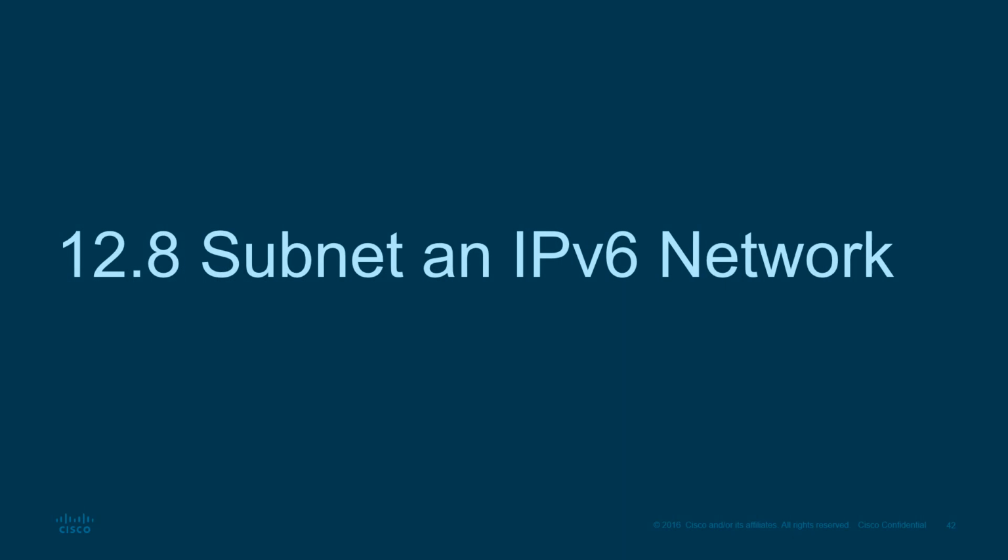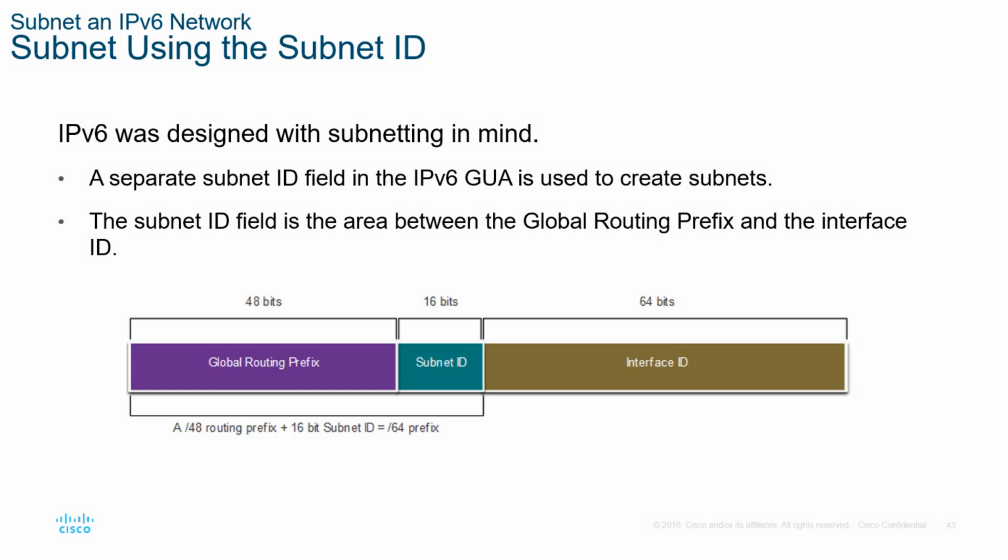Moving on, we have subnetting for an IPv6 network. Again, we've already talked about the 64-bit prefix and the 64-bit interface ID. The prefix is made up of the global routing prefix and the subnet ID, and that will determine the overall 64-bit prefix. Basically, a separate subnet ID field in the global unicast address portion will be used to create the subnets.